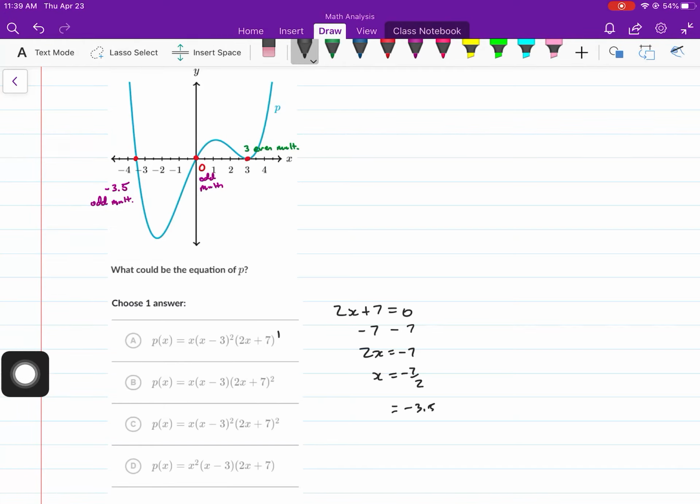Same thing right here. X, this is the 0, right? So that should have an odd multiplicity, which currently has a power of 1, so that checks off as well. And then the 3 needs to have an even multiplicity, so actually this letter A looks good.